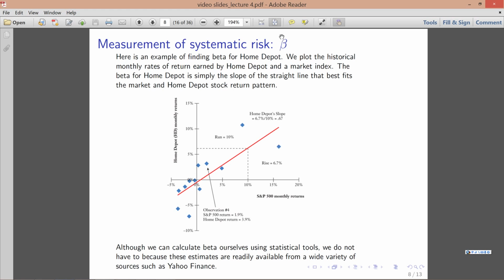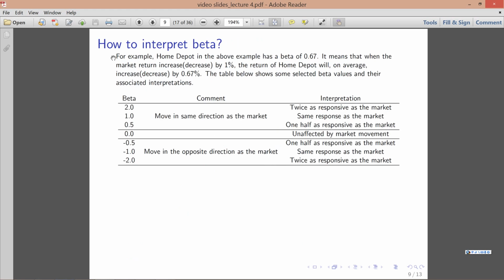You might wonder, in reality, how do we calculate beta and how do we find the line that best fits? You can use some statistics tool. You just run a regression of an individual asset's return against the market portfolio return. But if you don't understand that, that's totally fine because those numbers can be found in a lot of online sources such as Yahoo Finance. So here are a few more examples of how to interpret beta.